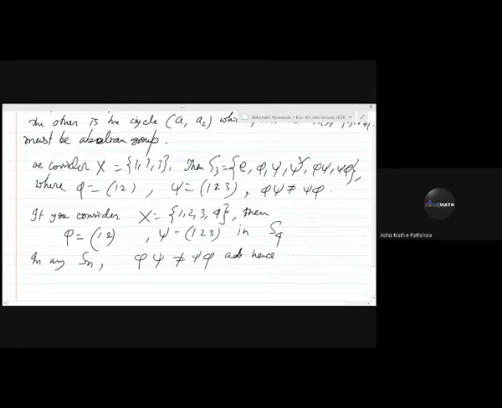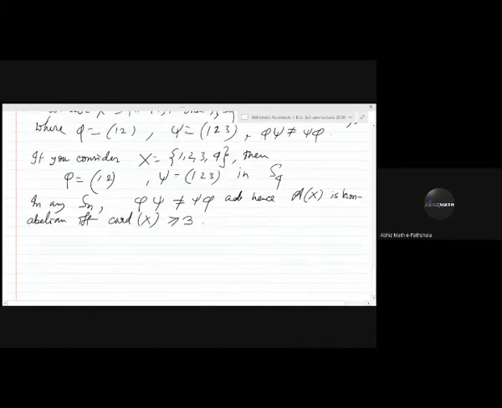Using this observation, you can prove that this is non-abelian if and only if the cardinality of x is greater than or equal to 3. Okay, fine. Great.